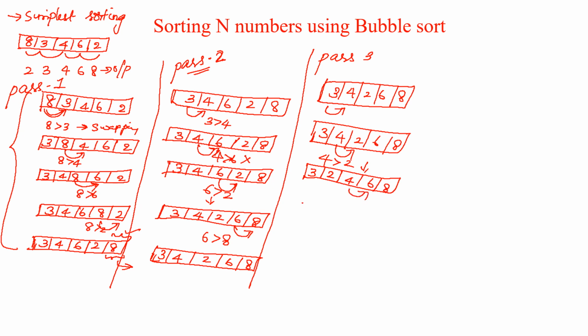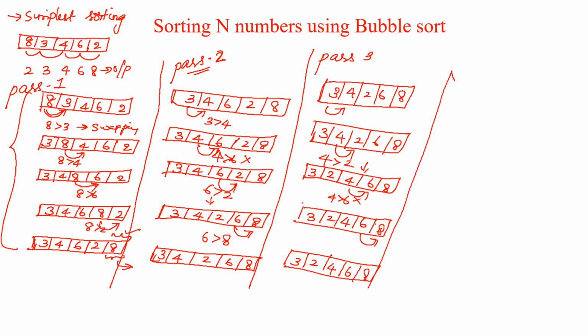4 and 6 will be compared. Whether 4 is greater than 6, no, there will be no swapping, right? So you will be having 3, 2, 4, 6 and 8. The last two numbers will be compared. There will be no swapping, right? 3, 2, 4, 6 and 8.